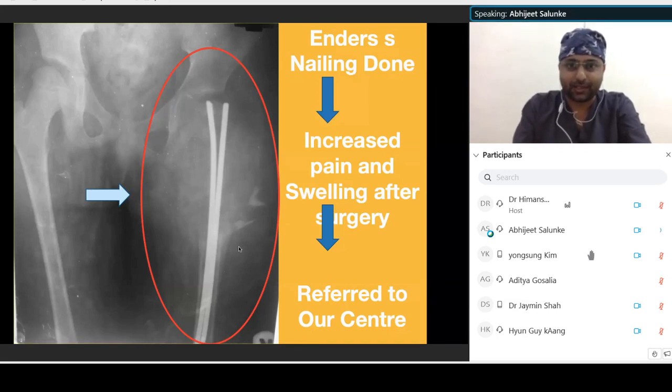So we evaluated her. We did bone marrow biopsy for her and staging workup. It was Ewing sarcoma. The patient was treated with neoadjuvant chemotherapy. And still it was a non-metastatic lesion. So we thought that we can attempt limb salvage for her.